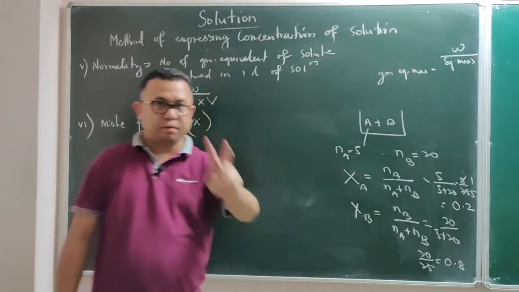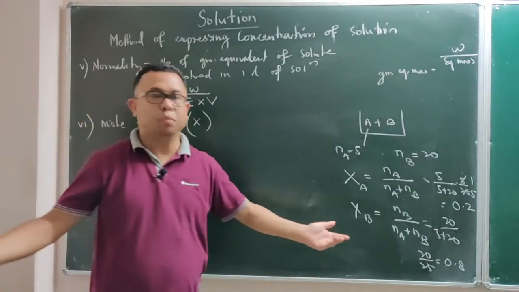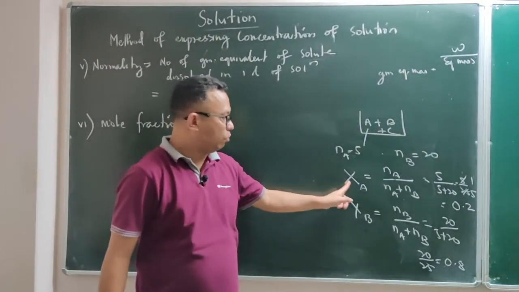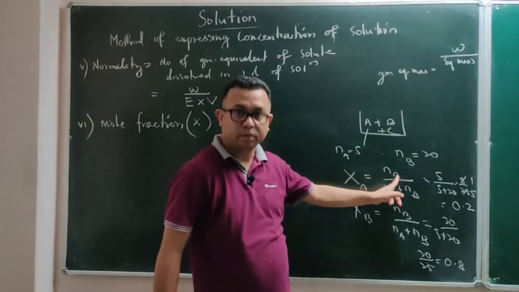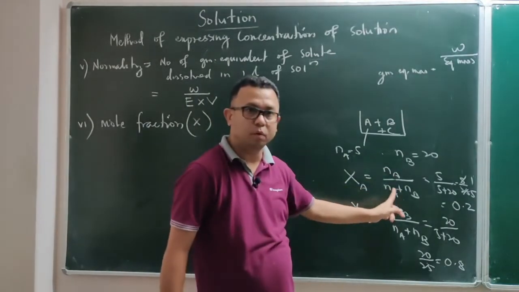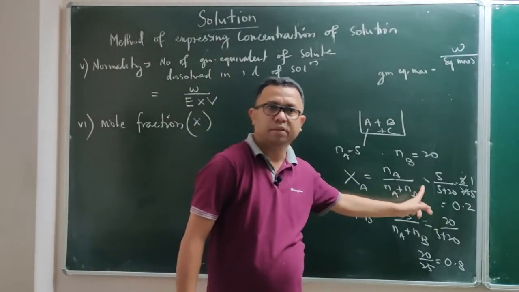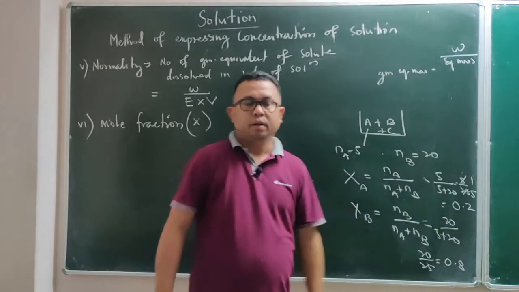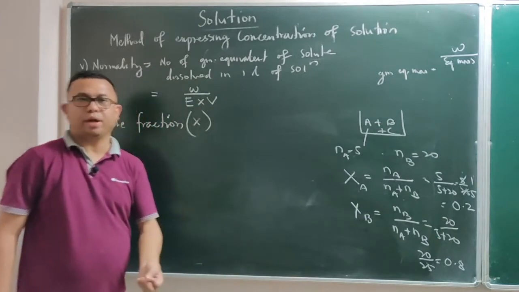Here in my example, I gave you only 2 components, but sometimes it may be 3 components, A, B plus C. Then in that case, if you want to find the mole fraction of A, it is number of moles of A over number of moles of A plus number of moles of B plus number of moles of C. Here also A plus B plus C. This is how we find mole fraction.